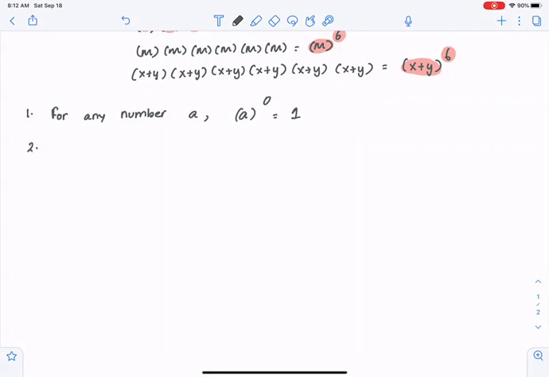Rule 2: if we have a raised m times a raised n, note the bases are identical, but the powers are different. In this case, we can write the common base a and combine the powers as m plus n. And that is what we call the product rule.